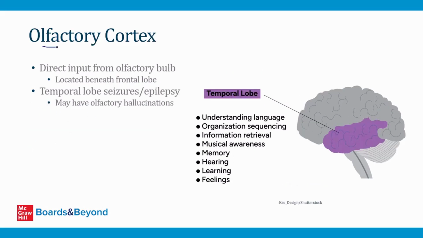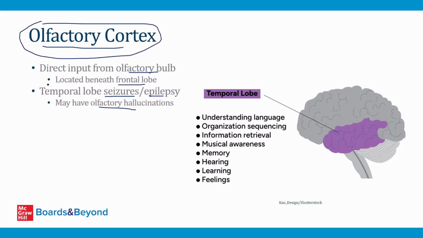So the olfactory cortex we mentioned before, it receives information directly from the olfactory bulb, which as we said earlier is located beneath the frontal lobe. And the place where this sometimes comes up clinically is that patients who have temporal lobe seizures or epilepsy, which are a relatively common form of seizure, they can have olfactory hallucinations. They can smell things that aren't there. And that's because this olfactory cortex is part of the temporal lobe.